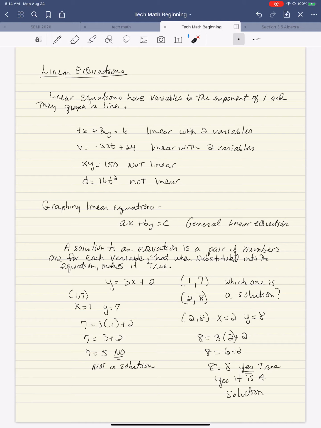X times y equals 150. This is not linear because of this multiplication. D equals 16t squared. This is also not linear. This will not graph a line because of this squared. This will graph a parabola.